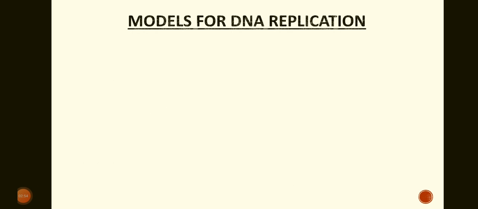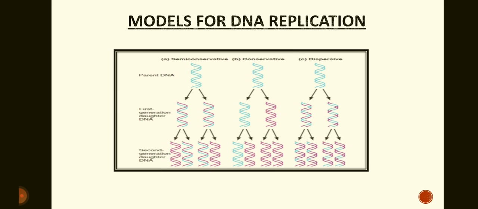Next are the models for DNA replication. There are three models for DNA replication. These are semi-conservative DNA replication, conservative DNA replication, and dispersive DNA replication. As you can see in this figure, the DNA from the original double helix is blue in color and newly made DNA is pink in color.